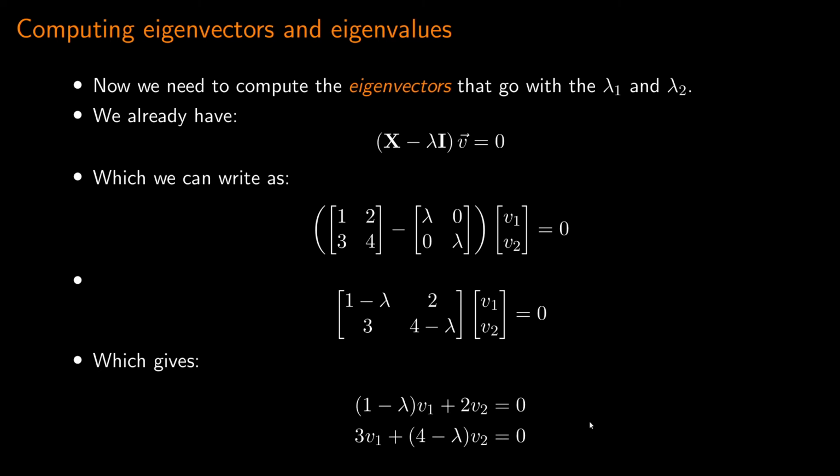If we calculate this sum here, we of course get this, multiplied by v1, v2, equal to 0, and then simply we can work that through, and we end up with something like this: 1 minus lambda times v1 plus 2v2 is equal to 0, and 3 times v1 plus 4 minus lambda times v2 is equal to 0, which we can see immediately is a system of linear equations. So we have two unknowns, v1 and v2, and two equations. Therefore, this should be solvable.